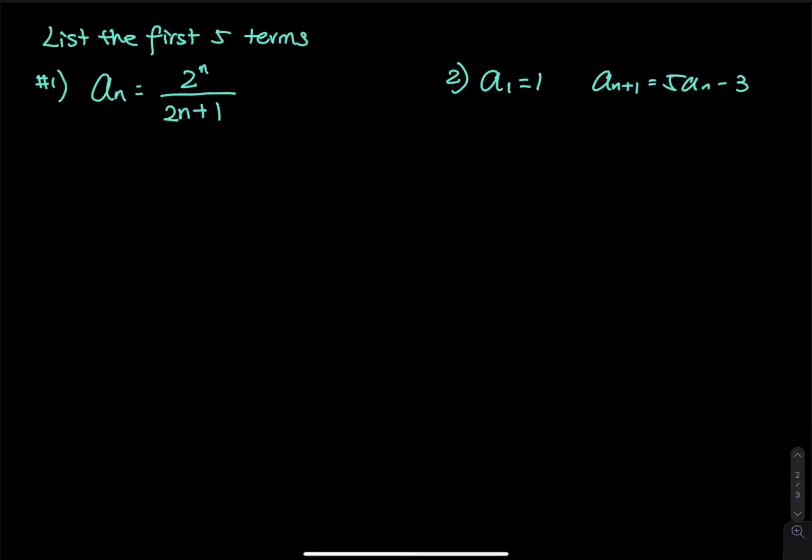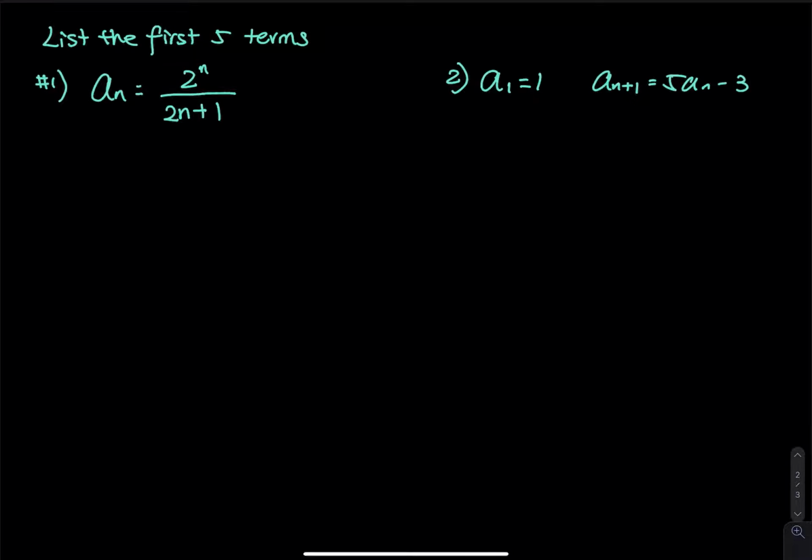We are going to discuss two major examples. Number one, I give you a general term, you list the first 5 terms of a sequence for me. And then the second example, I will give you a sequence and you have to tell me the general term an. Alright, so first of all, we have an equals 2 to the n divided by 2n plus 1. Can you write the first 5 terms for me?